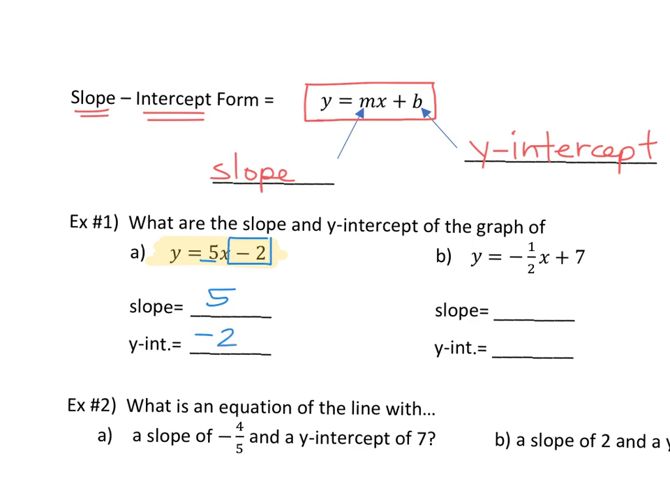So my y-intercept is -2 there. How about in this equation? What's your slope? -1/2. And what's your y-intercept? 7. Good.